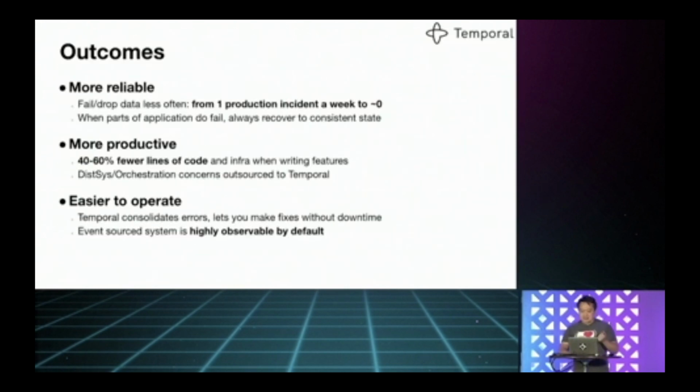All right, part 5, results. This is the happy ones. So outcomes are users are reporting that their work and their systems are more reliable, from 1 production incident a week to 0, more productive, 40 to 60% fewer lines of code because a lot of the commoditized code is just subsumed within the framework. And then finally, it's easier to operate because it's highly observable by default and very scalable.